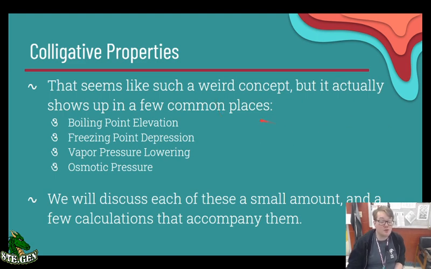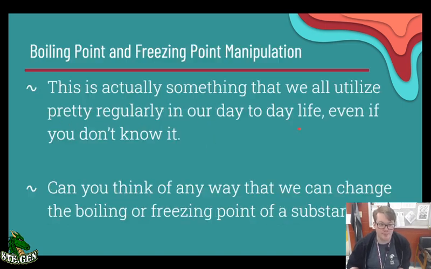But actually, there are a few common places where it makes sense to think about it, where things don't care what they are, they just care how much of it is inside. Those are boiling point elevation, freezing point depression, vapor pressure lowering, and osmotic pressure. We're going to discuss each of these briefly, and there will be some calculations that accompany the first two and the last one. Today we're going to focus on the first two, boiling point and freezing point.